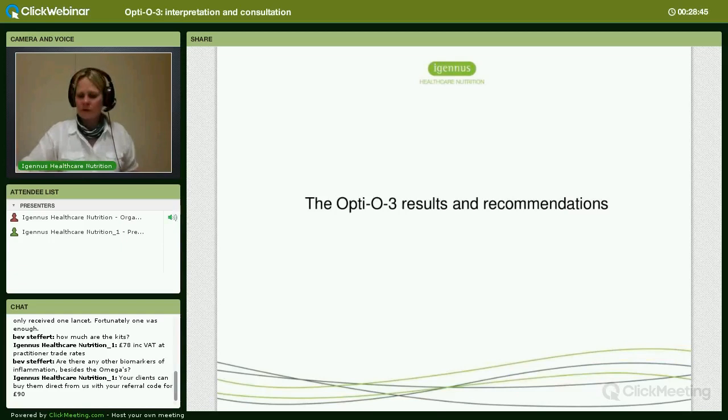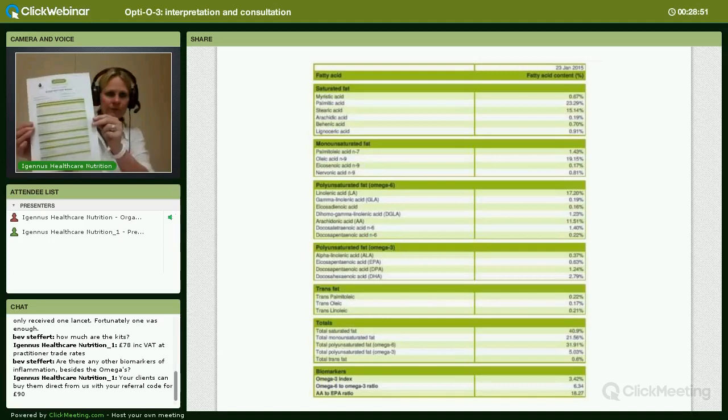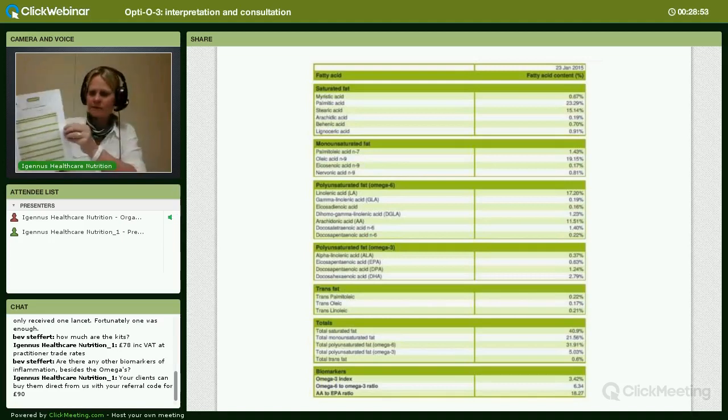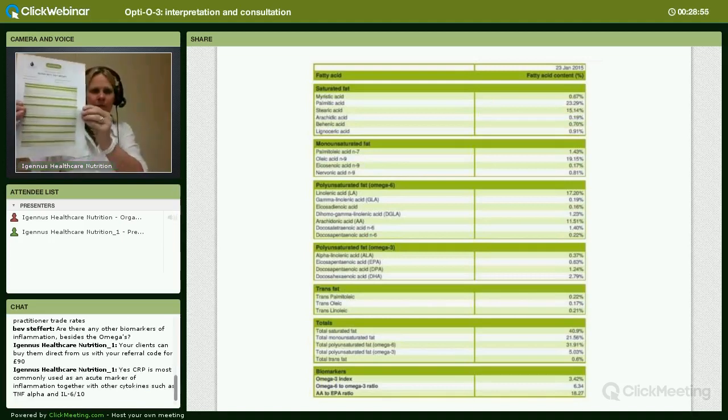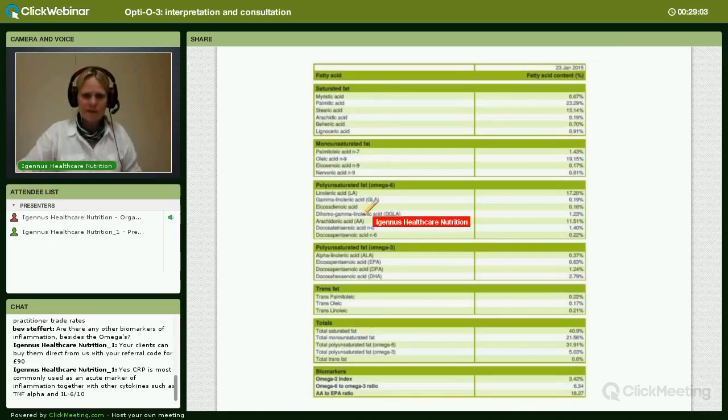So when your client gets their results back, they'll receive a lovely little report that looks a little bit like this. So this slide here is taken from the front page. And you probably can't see the writing very clearly, but it's just an indication of the 26 different fatty acids. We give you total, saturated, monounsaturated, and so on. And then we have our biomarker results at the bottom.